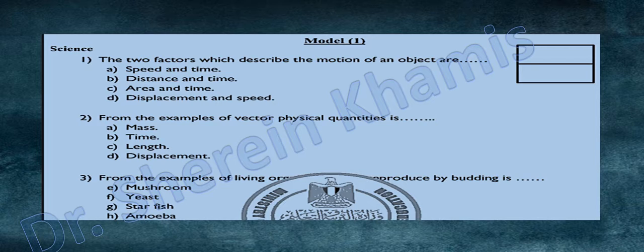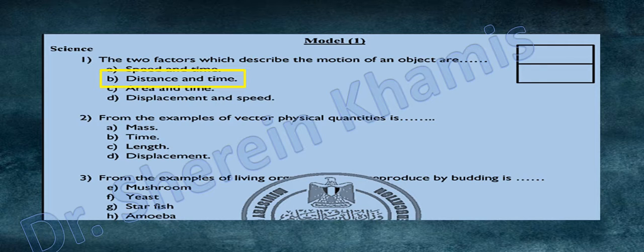Question number 1 says that the two factors which describe the motion of an object are. We have two main points that we need to describe any body as it goes from one place to another. It moves from point A to point B, so it goes a certain distance like 2 meters, and it takes a time to move from this point to another. So we have two factors necessary to describe motion. We have distance and time.